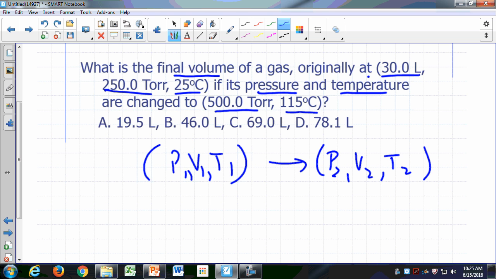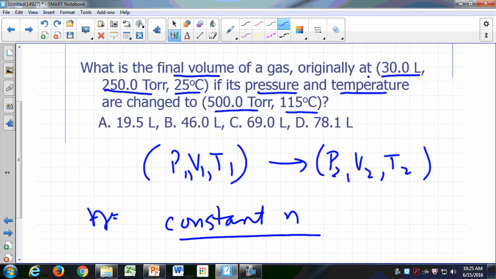How do you know that the gas here has a constant n? Based on just reading this problem, we can assume that you have a constant number of moles of gas. Well, you can say, it says volume of a gas. It doesn't say anything about doing anything to the moles of gas in there. You're not putting any extra gas in there.